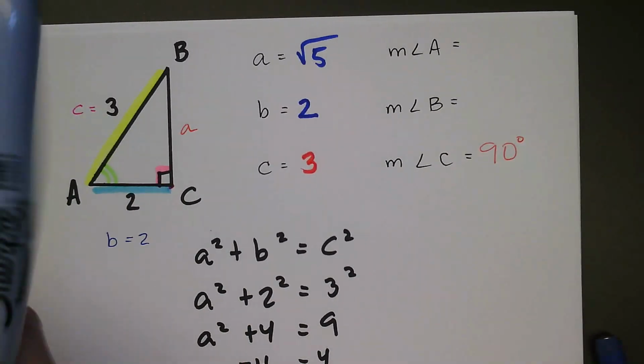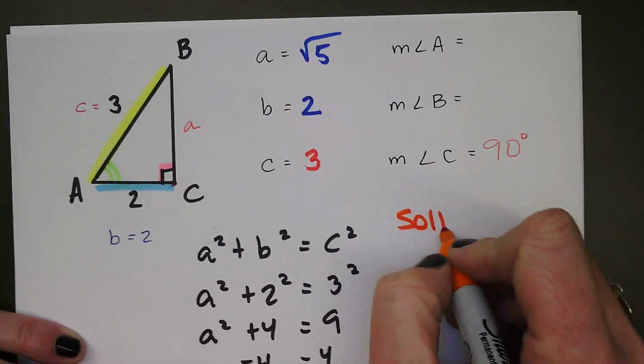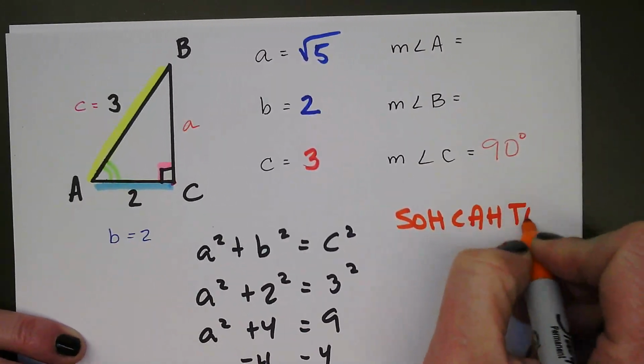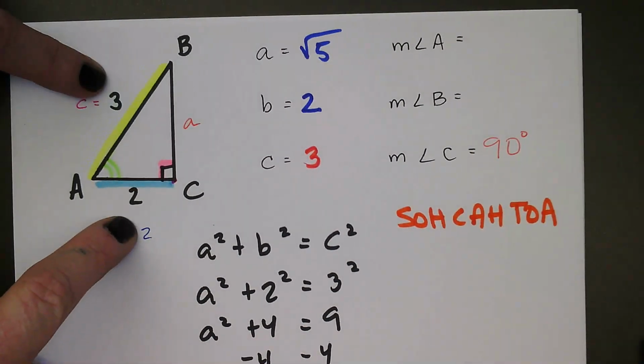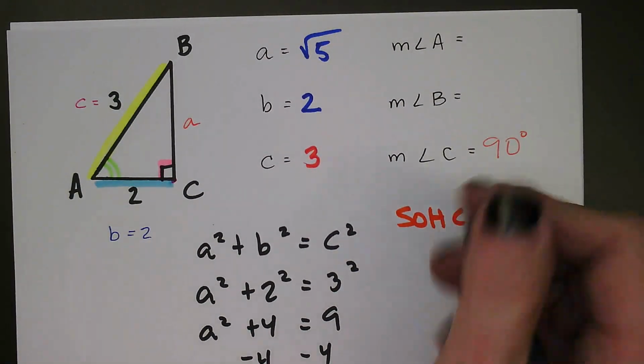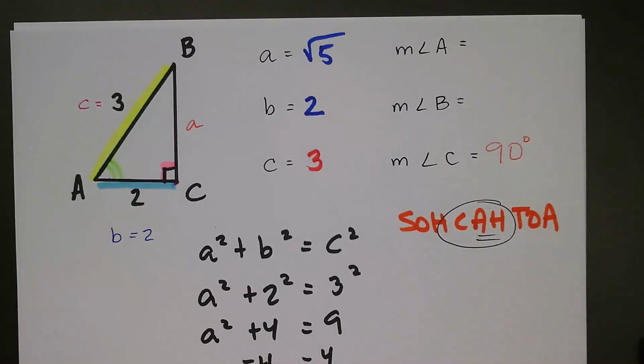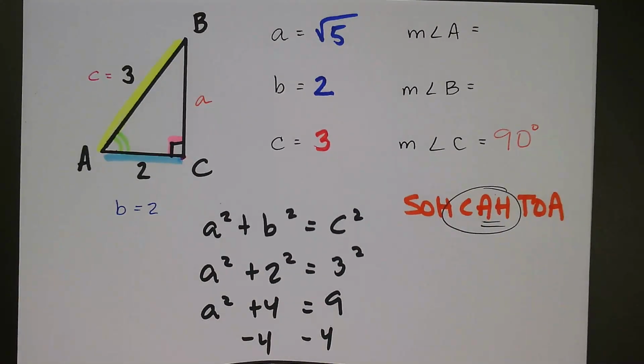So I should really be thinking, right, SOHCAHTOA, right triangle trig. SOHCAHTOA. It's my little cheat code to figure it out. And I have the adjacent and the hypotenuse. That means I'm going to be using the cosine ratio. So I'm going to set up the equation using the cosine ratio.